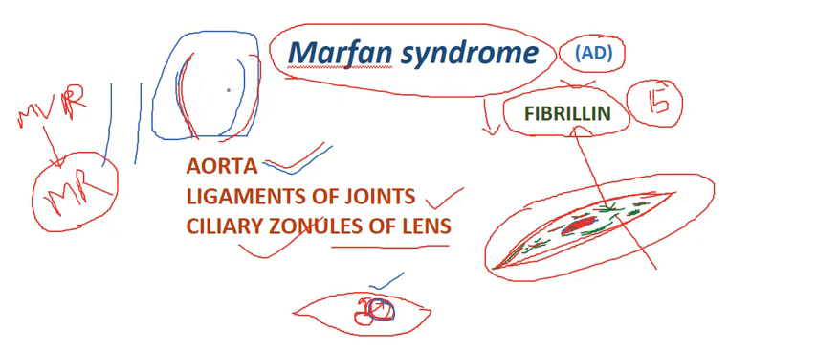Coming to some skeletal abnormalities, a patient will be unusually tall. Fingers and hands are long and slender and have a spider-like appearance. This is called arachnodactyly. What is arachnodactyly? Fingers and hands are long and slender and have a spider-like appearance. Arachnodactyly.